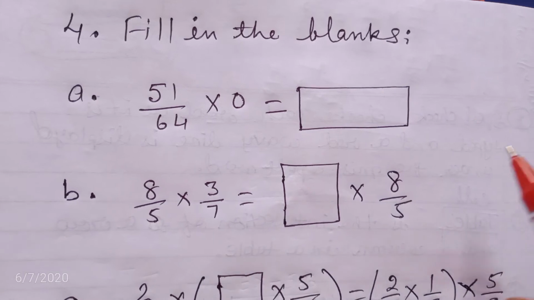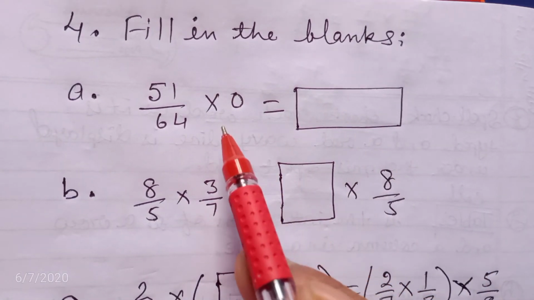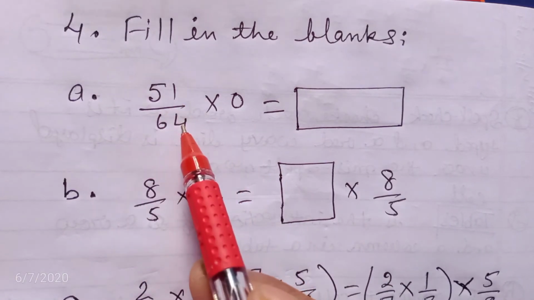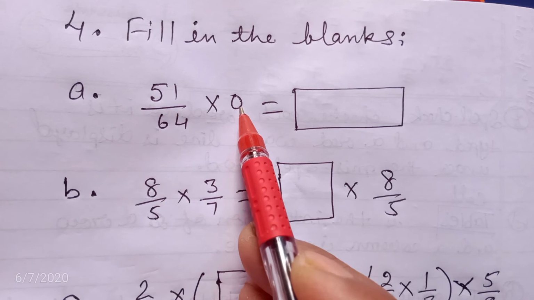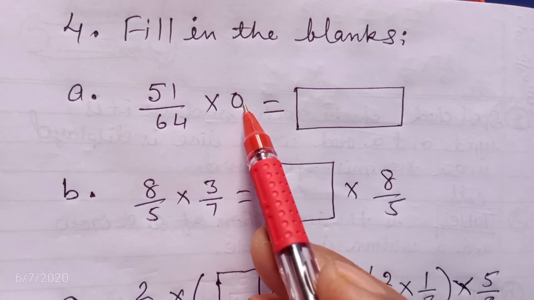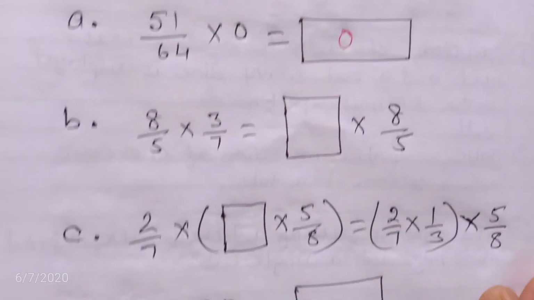Now see some property based questions, students. Properties of multiplication of fractions. Number A, 51 by 64 into 0. The property is, students, a fraction when multiplied by 0 results in 0. So the answer will be 0.